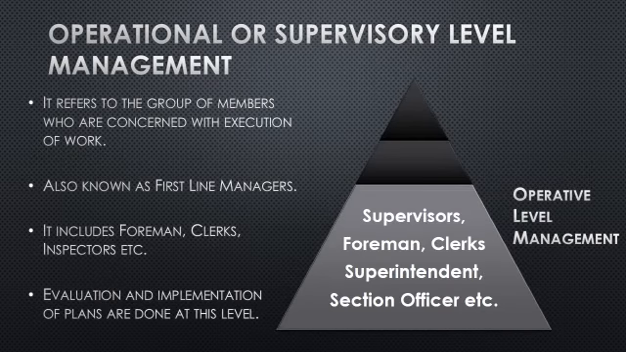Now coming on to the operational or supervisory level. Like we discussed earlier, it consists of supervisors, foremen, clerks, superintendents, section officers, etc. who are also known as the frontline managers, which refers to the group of members who are concerned with the execution of work, which means that they are the ones who have to carry out the actual work like production or to provide services. Like in our school, it comprises the teachers who are responsible for carrying out the work of teaching students.